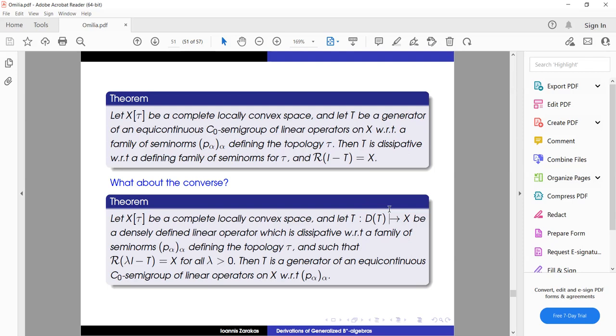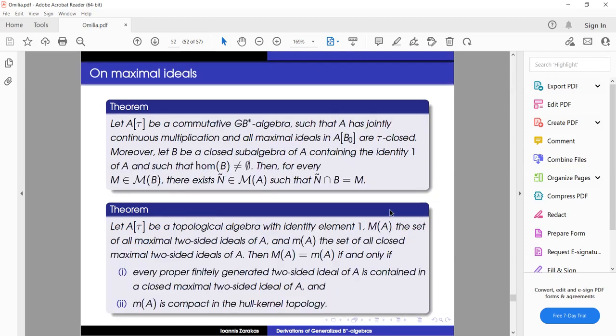I'm not going to go into the next slides. I'm just going to say that this is work in progress that we're doing now, trying to see what happens with respect to maximal ideals on GB star algebras.